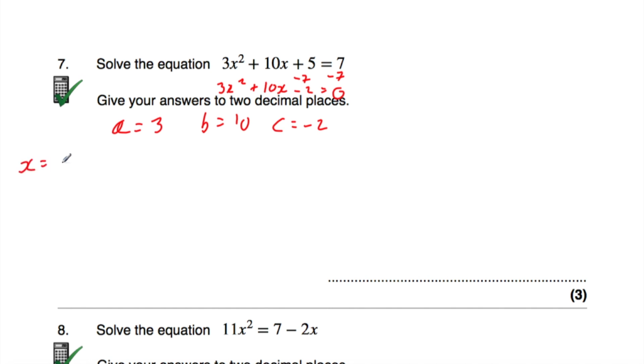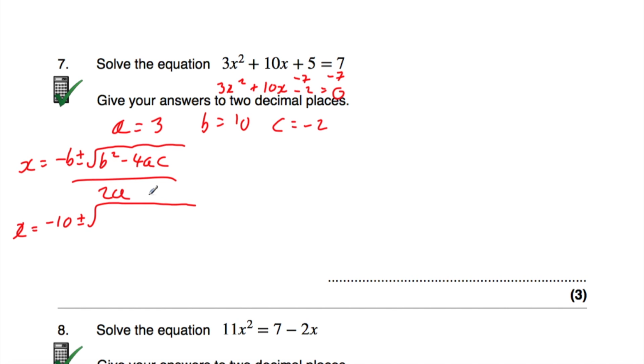So x is equal to negative b plus or minus the square root of b squared minus 4ac, all divided by 2a. So that means that x is equal to negative b. Now b is equal to 10, so it's going to be negative 10 plus or minus the square root of b squared, that's going to be 10 squared, subtract 4ac, so in brackets 4, times a, which is 3, times c, which is negative 2, close brackets. And that's all divided by 2a. And a is equal to 3, so 2 times 3 is equal to 6.